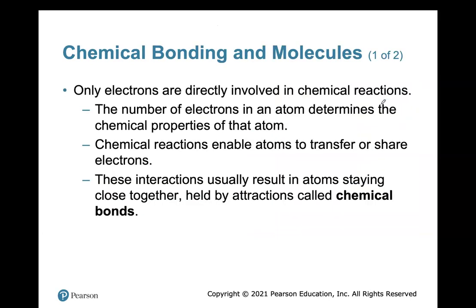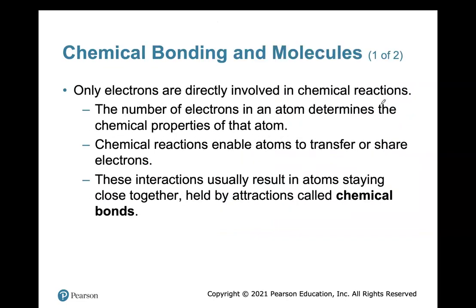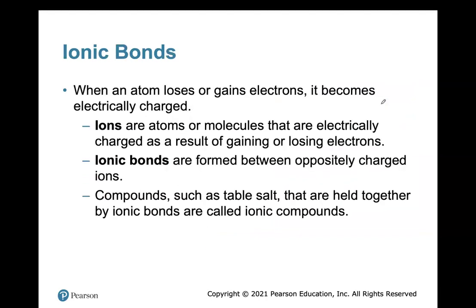Chemical bonding and molecules. Only electrons are directly involved in chemical reactions, and the number of electrons in an atom determines the chemical properties of that atom. A chemical reaction enables atoms to transfer or share electrons, and these interactions usually result in atoms staying close together, held by attractions called chemical bonds.